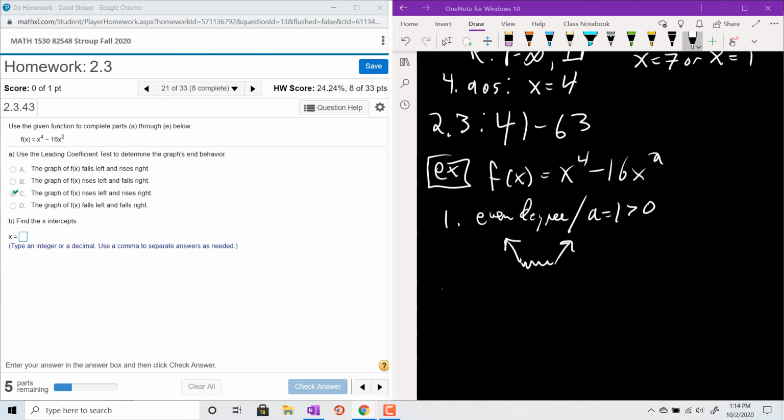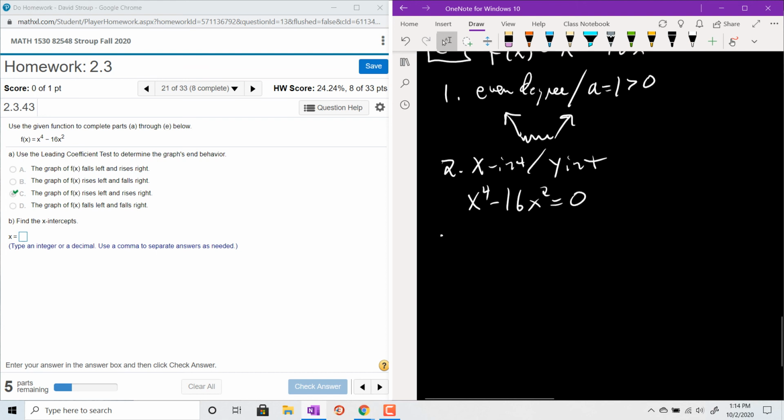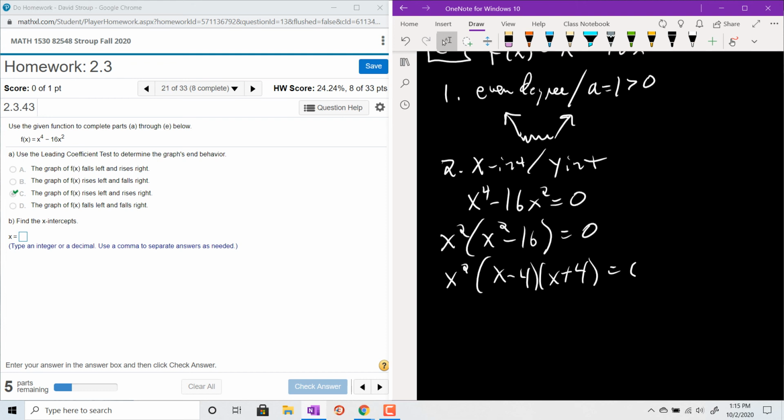Yeah, so I would get the x and y-intercepts next. So x and y-intercepts, and you just set the thing equal to 0 and solve for all the intercepts. So I can factor out an x squared, and I get x squared minus 16 is 0. And then I have x squared times x minus 4 times x plus 4 equals 0. And so I'll have x squared equals 0, and so x equals 0, but that x squared tells me its multiplicity is 2. Okay, so it has a k value of 2. In other words, it's going to bounce off the x-axis at that point.